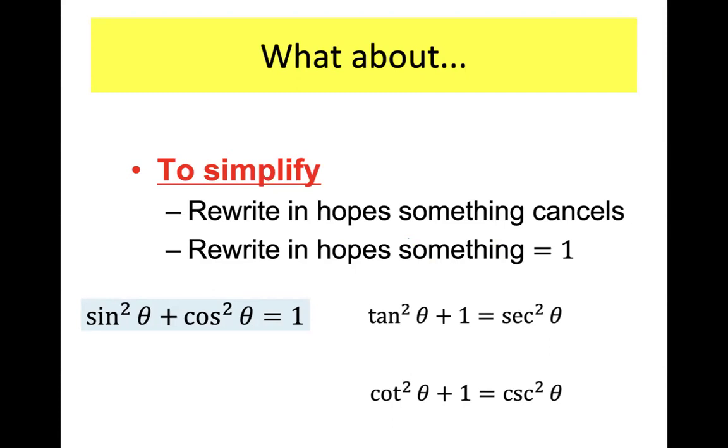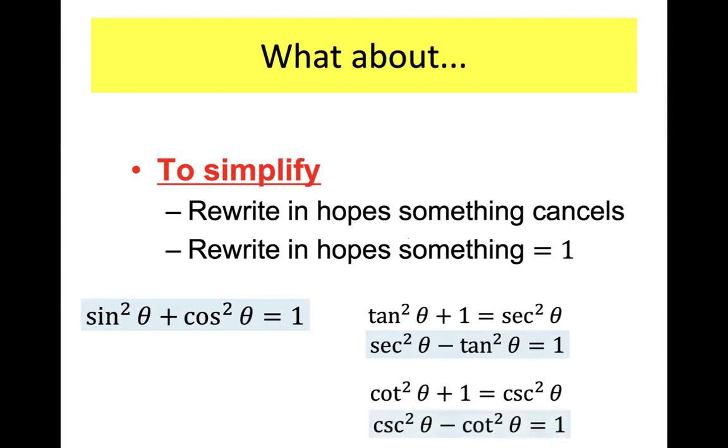There's two more. If we do a little bit of rearranging of the other two Pythagorean identities, that's tan squared theta plus one equals secant squared. I just do a little bit of algebra, move the tan squared to the one side, then that also equals one. And the same thing for that last one. So those three things in blue, if you could ever get that somewhere in your equation, you can erase all of that and just simply write the number one.